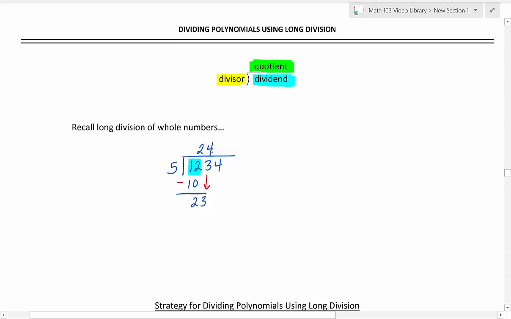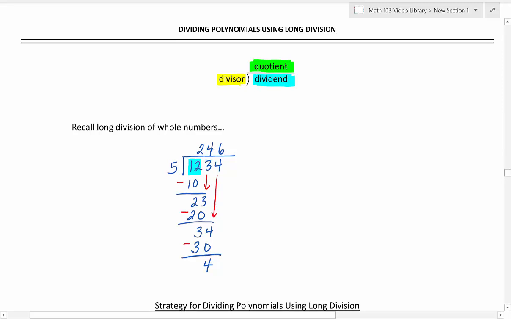We take 4 times 5, which is 20, put it underneath, subtract it, and bring down the next number. Now we're taking 5 into 34. 5 goes into 34 6 times, next number in our quotient. We multiply the 6 by 5. We get 30. We subtract, and we're left with 4.